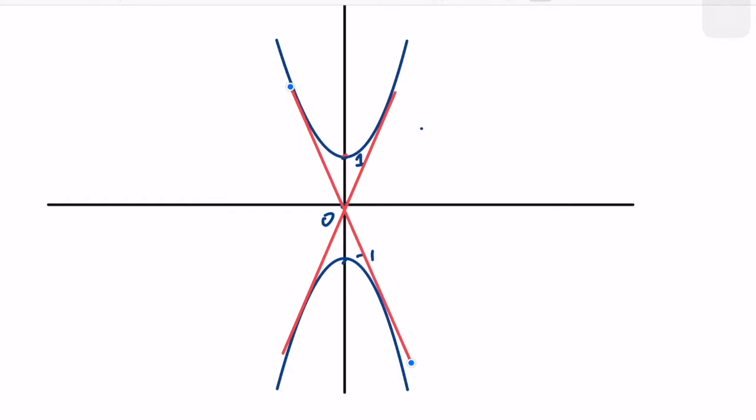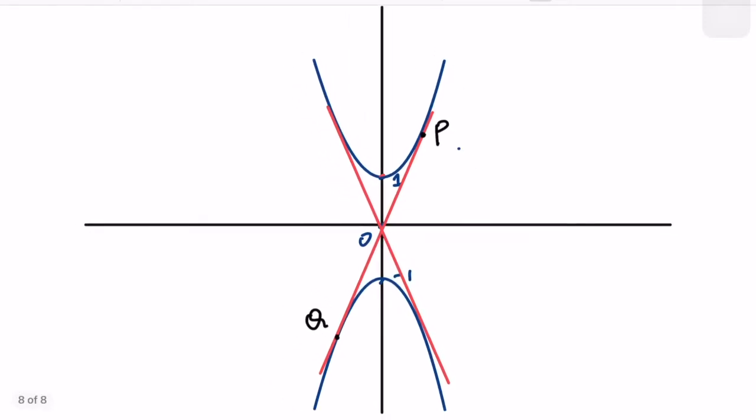Now we need to figure out what this line is. Let's take our points here as P and Q, and take a variable, maybe A. So this is A, and Q will be precisely symmetrical, having -A.